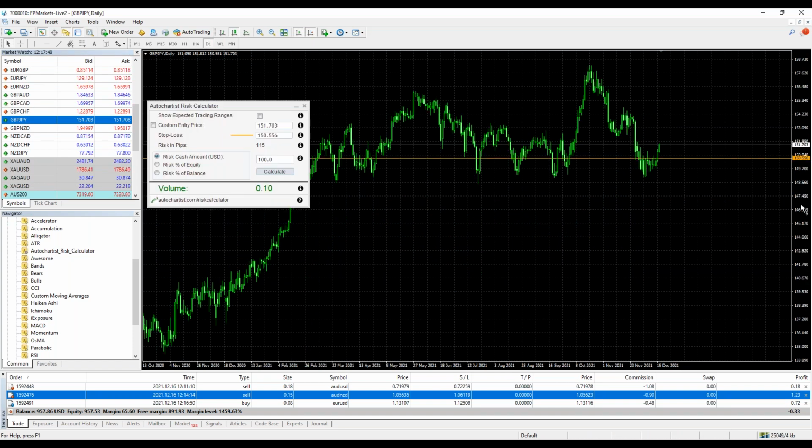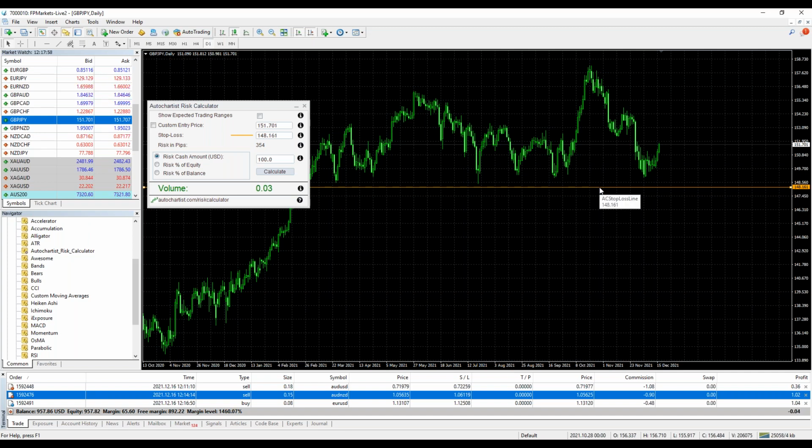Let's see what's going on here. Okay, so I have an idea of how I want to trade this instrument. And what I want to do is set a stop order, a buy stop order on pound yen. And what I want is to set a price. If it breaks through the price, I'll set a long position. So I'm going to go ahead and tick this custom entry price checkbox on my risk calculator. And I'm going to set my level up here.